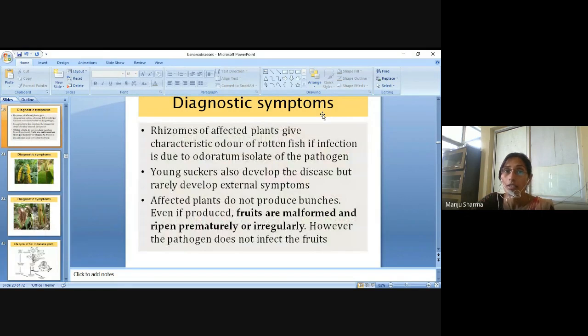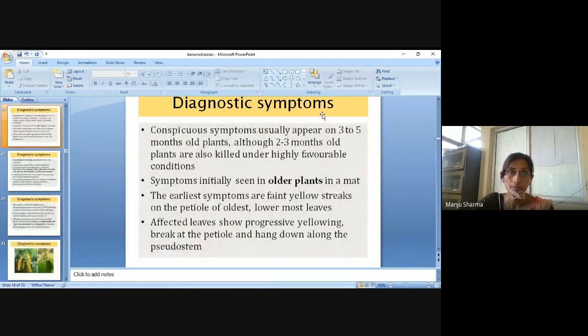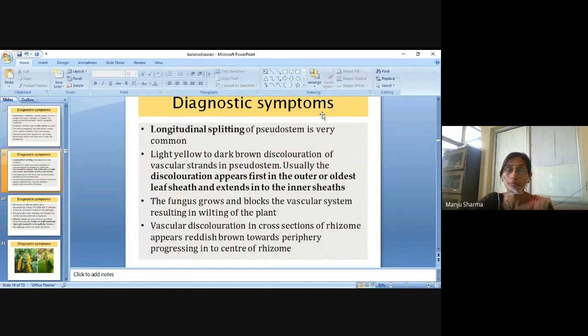So these are the symptoms: longitudinal splitting of the pseudostem is very common. Light yellow to dark brown discoloration of the vascular strands in the pseudostem usually appears first in the outer or oldest leaf sheath and extends into the inner sheaths. The fungus grows and blocks the vascular system, resulting in wilting of the plant.